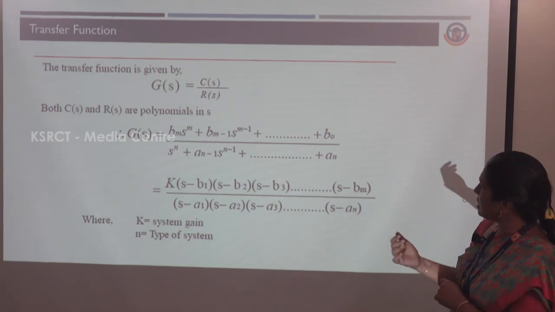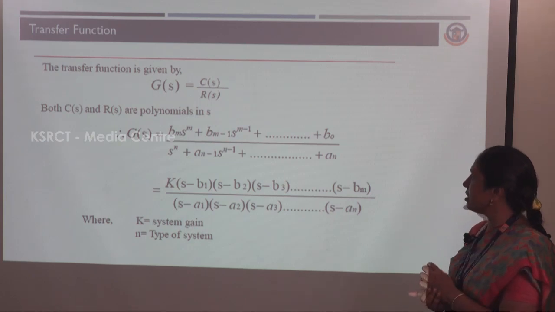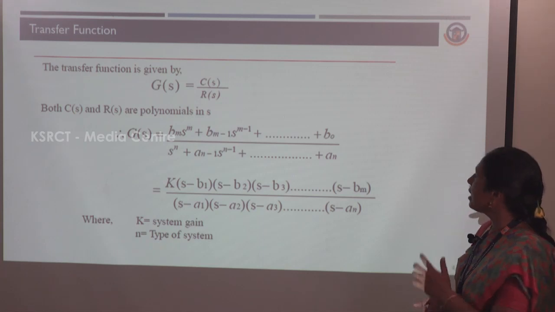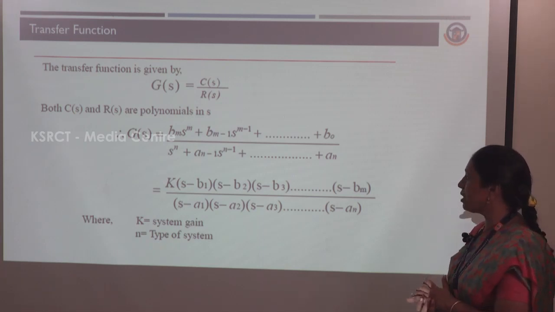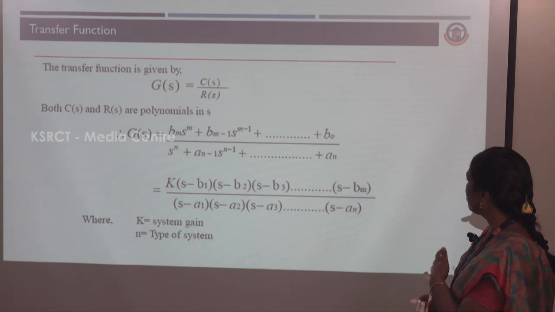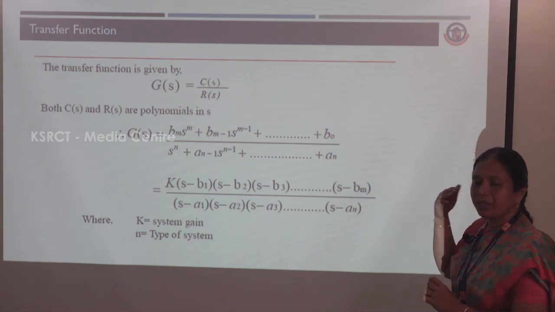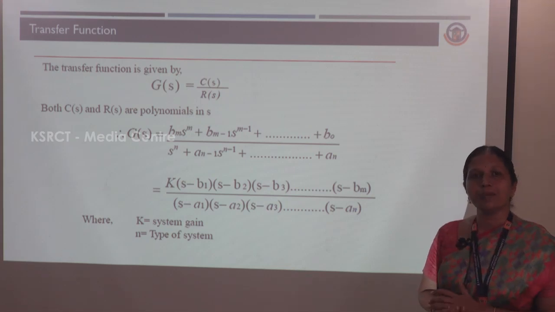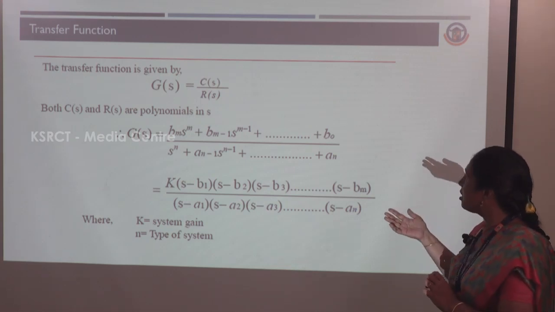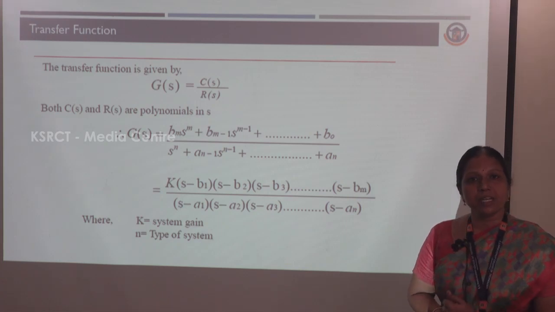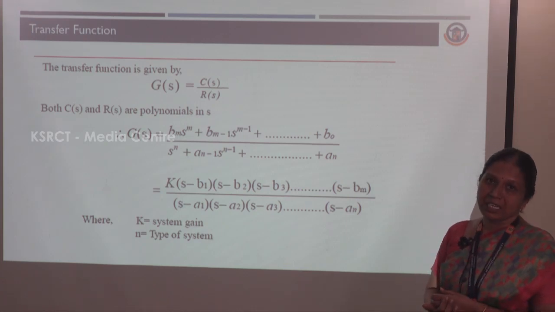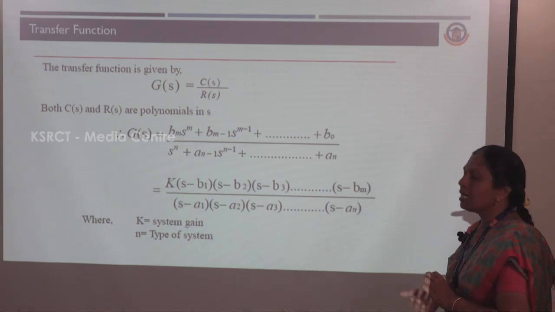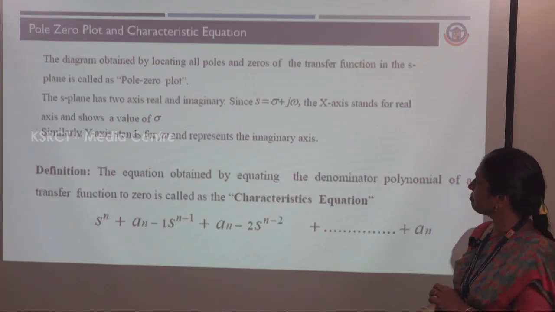So G of s equals the numerator polynomial, b_m s^m plus and so on plus b_0, divided by s^n plus a_(n-1) s^(n-1) plus up to a_n. So here we have a numerator polynomial and a denominator polynomial. When we solve the numerator polynomial we can get the zeros. When we solve the denominator polynomial equal to 0 we will get poles here. So K is called system gain and n is the type of the system.